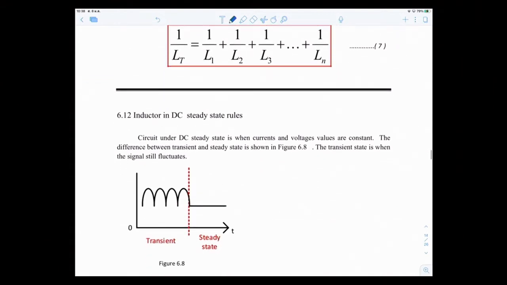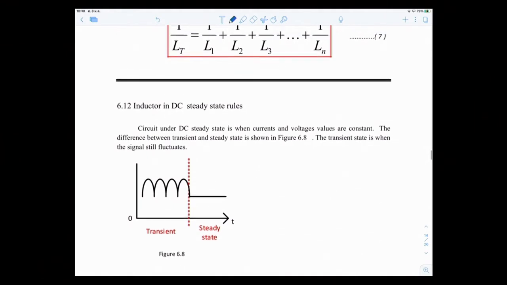I'm going to define some new terms: transient and steady state. If there are changes in your circuit, there could be some fluctuation at one point, and later on it becomes steady as time goes on for a long time. While your signal is still not stable, we call it the transient; when it becomes stable, we call it the steady state.